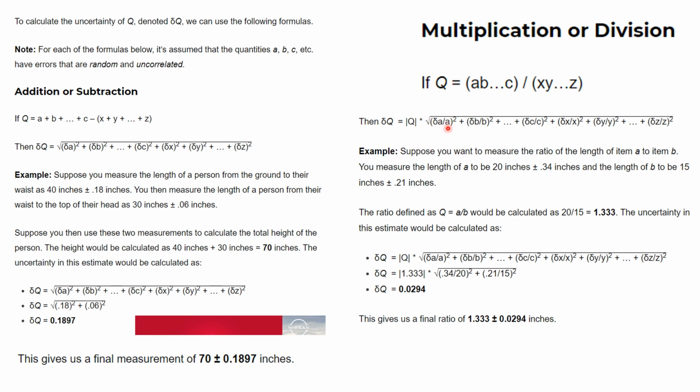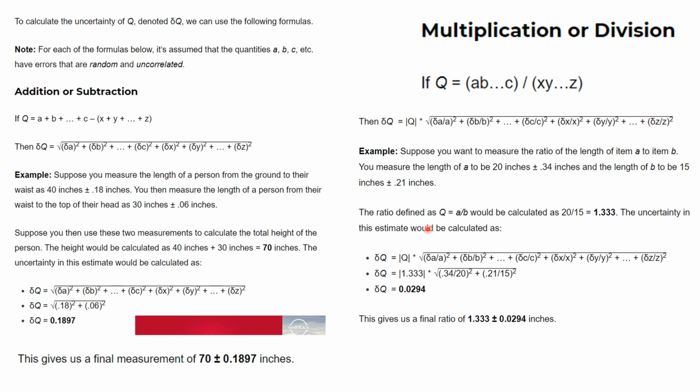Now if you multiply or divide, the formula is different. Delta Q over Q is equal to the square root of delta A over A squared plus delta B over B squared plus and so on and so forth. Let's look at an example. Suppose you want to measure the ratio of the length of an item A and the length of an item B. You measure the length of A to be 20 inches plus or minus 0.34 inches and the length of B to be 15 plus or minus 0.21.